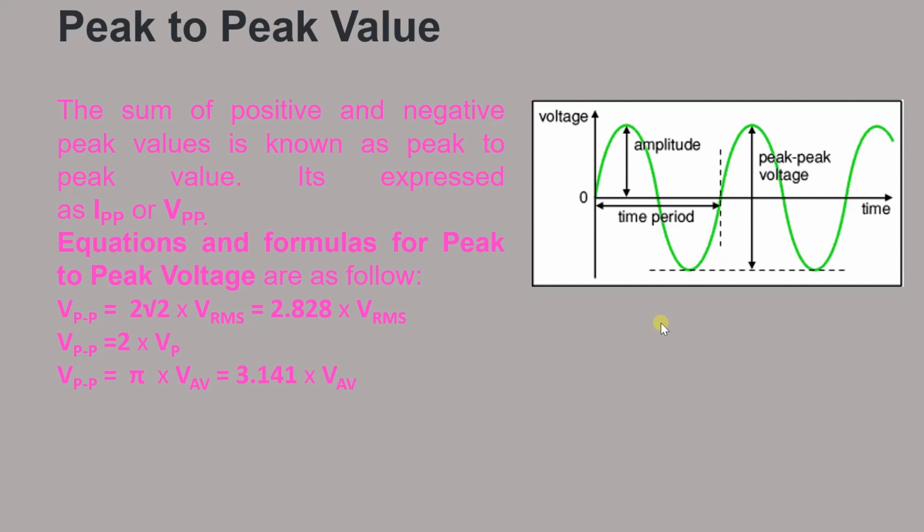V peak to peak is equal to 2 root 2 times the RMS value. This is in terms of RMS value, and VPP is equal to pi times V average. This is in terms of average value, and this is peak to peak in terms of peak value, means 2 times Vp. Here we have one Vp and this is the second Vp, so the total will become 2 Vp.